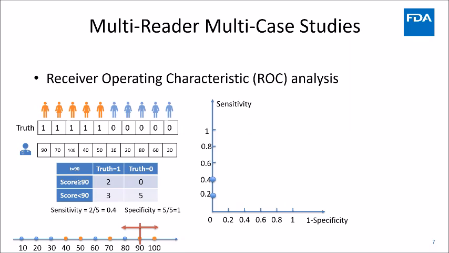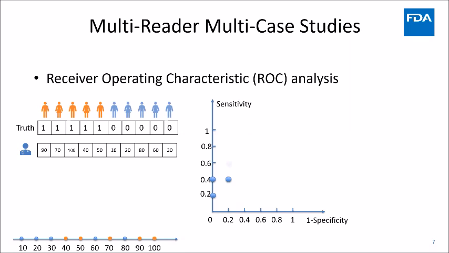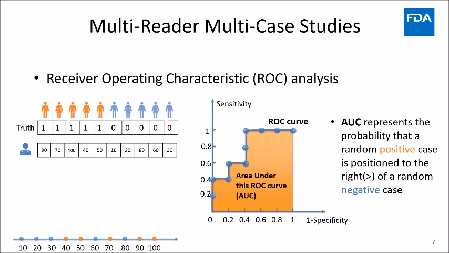As we move the thresholds to the left, we can draw all those points. The line that connects all those points is called the ROC curve, and the area under this ROC curve is what we call the AUC, which represents the probability that a random positive case has a score greater than that for a random negative case. So if a reader has a high AUC value, it means the reader can separate the positive cases from the negative ones very well.